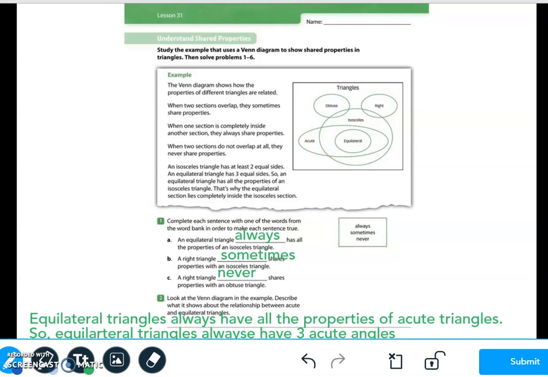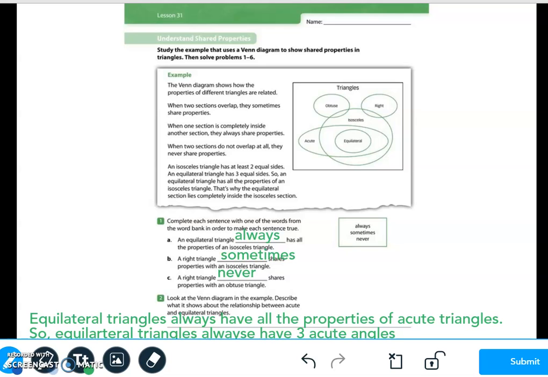To answer part A, it says an equilateral triangle always has the properties of an isosceles triangle. A right triangle will sometimes have properties of an isosceles triangle. And a right triangle never shares properties of an obtuse triangle.